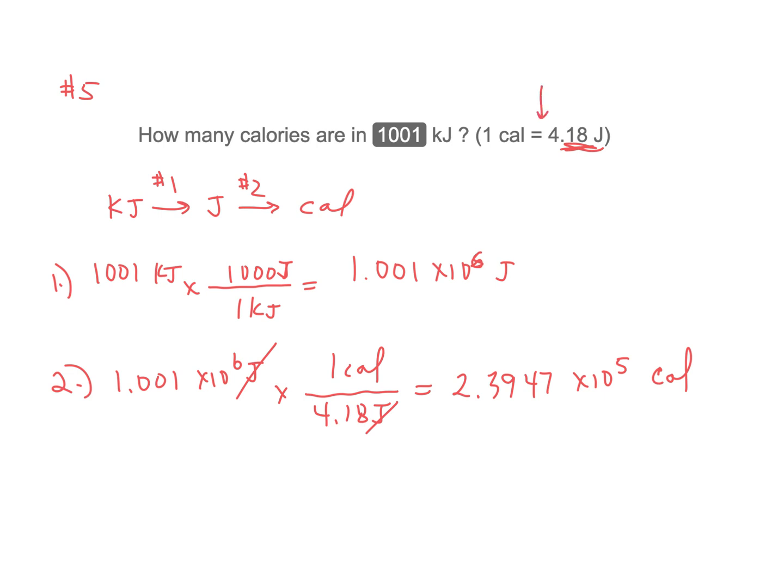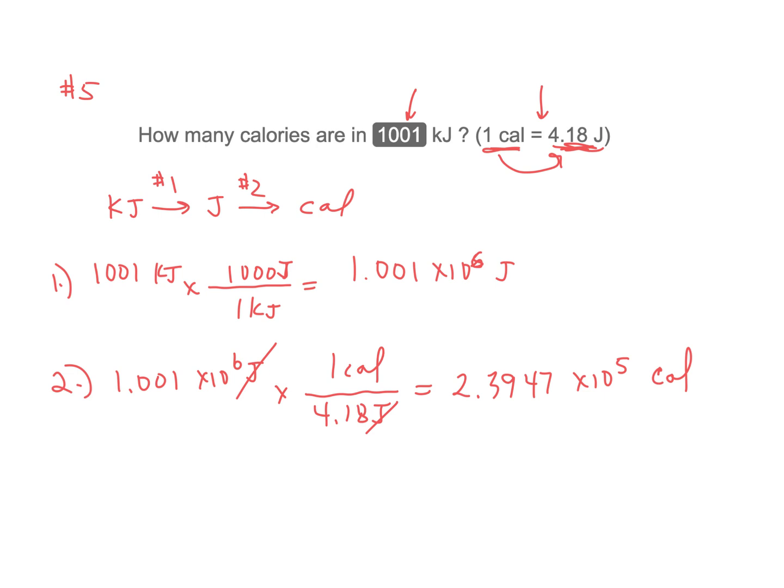I think this question also asked, or someone that asked this question asked for significant figures. This is a conversion factor, so that does not play a role in our significant figures, because we're all using the same relationship. 1 calorie is 4.18 joules. Our significant figures would come from this right here. We measure 1001 kilojoules. So that's 4 significant figures.